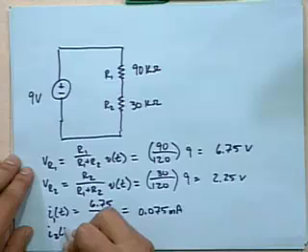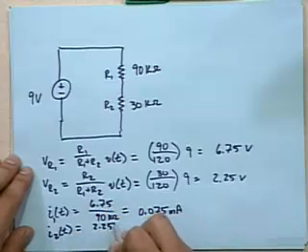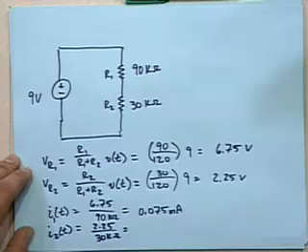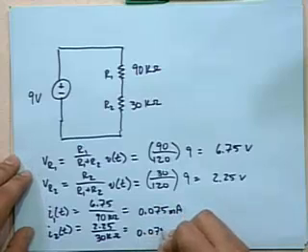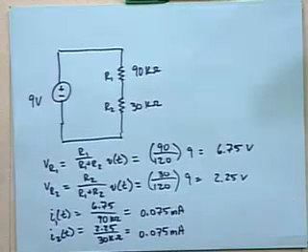And we can solve for the other one too. That should be the voltage 2.25 over the 30 kiloohms. And that should give us the same answer, or else we screwed something up. And we do get 0.075 milliamps. So that's voltage division, and that's about as hard as it gets.